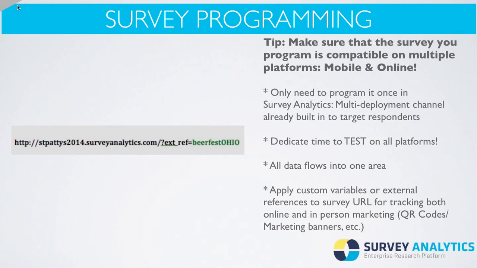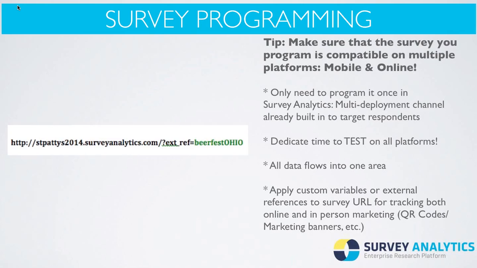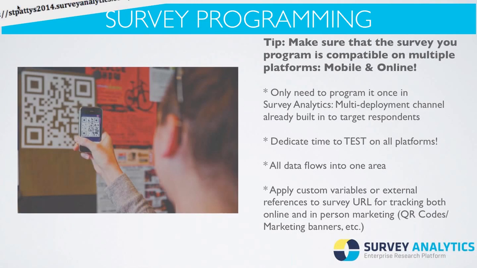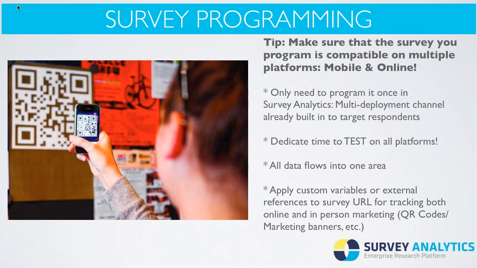So here's a great example. If you have a survey, all you need to do is add an external reference, and you can say it's Beerfest, Ohio at the end, and then you can even segment by that, so you can see how many responses you got and how successful that particular deployment channel was. And here's just a quick example of a QR code which you can use to take people to your online survey or mobile survey immediately.